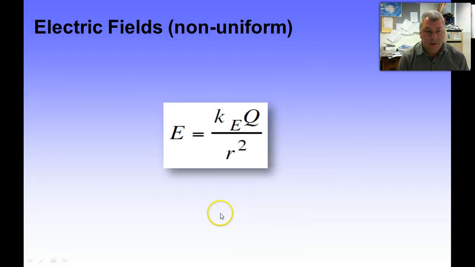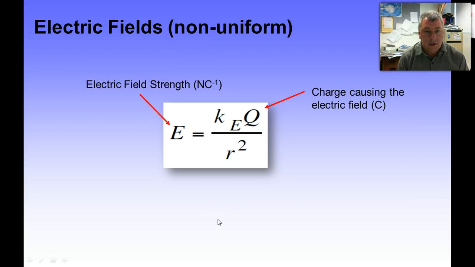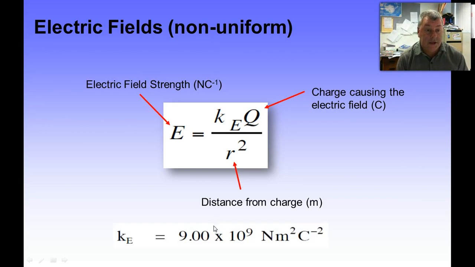Okay, and there's our formula again. Electric field strength, charge causing the electric field, and distance from the charge in meters. And K is an electrostatic constant. Now we reinforce this one because we're going to do magnetism shortly, and it has another constant which is given letter K, totally different value.